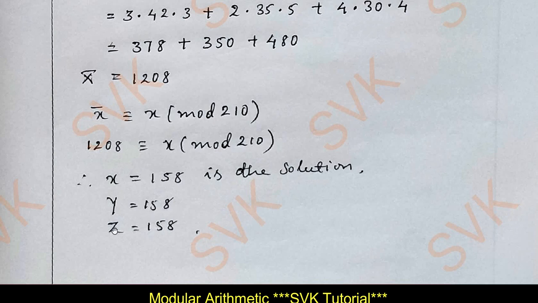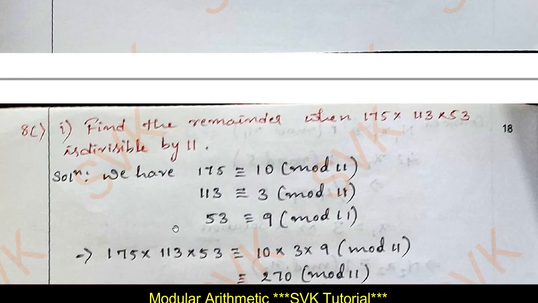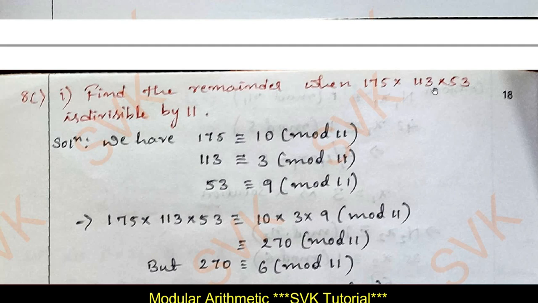Similarly, we can get the y value as 158, and the z value is also 158, which is the required solution for the given problem. Moving on to the next problem. Find the remainder when 175 into 113 into 53 is divided by 11. So we have 175 is congruent to 10 mod 11. When we divide 175 by 11, we get the remainder 10. Similarly, when I divide 113 by 11, we get 3. When I divide 53 by 11, I get the remainder 9. In that way, I have written the congruences.